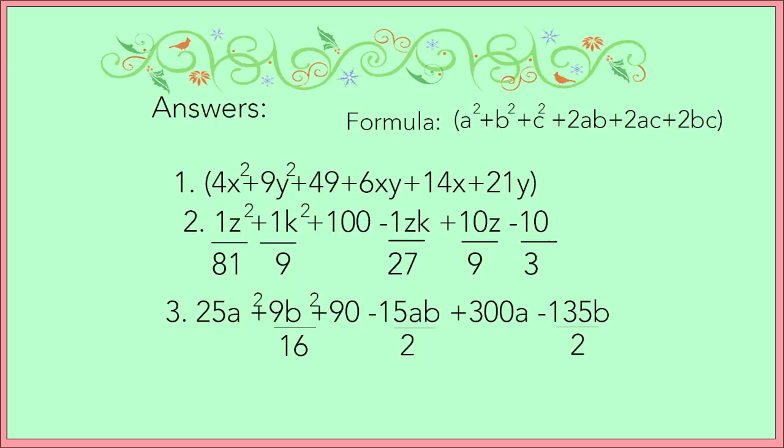Once you do that, you will have to multiply the square root of 25a by 30 times 2. This will be equal to 300a. Once you do that, you will have to multiply negative 3 over 4b times 30 times 2, and it will be equal to negative 135 over 2b. And that's how you get number 3.